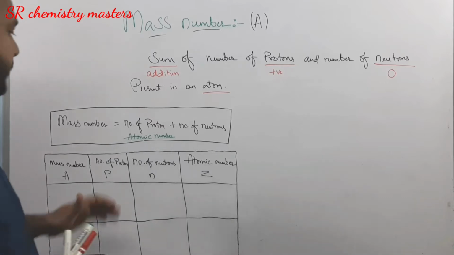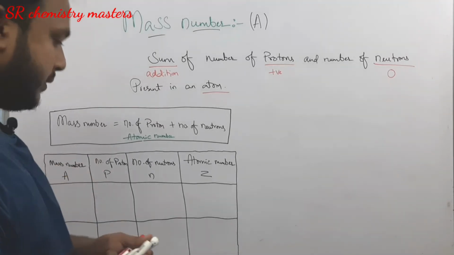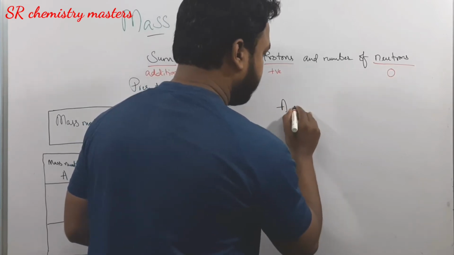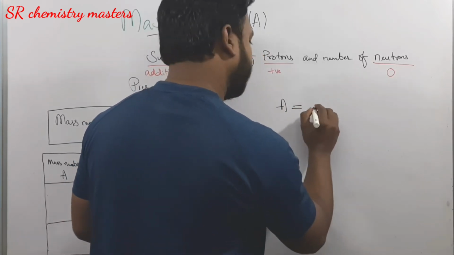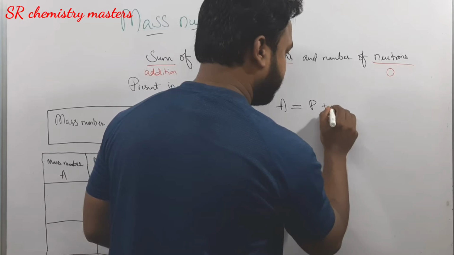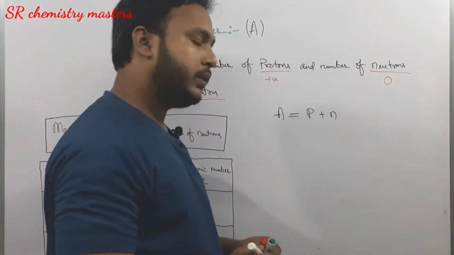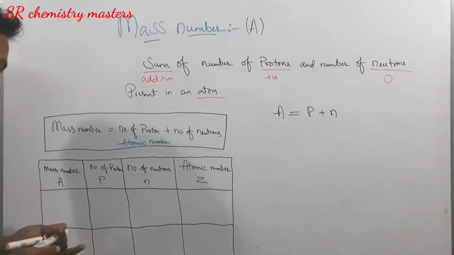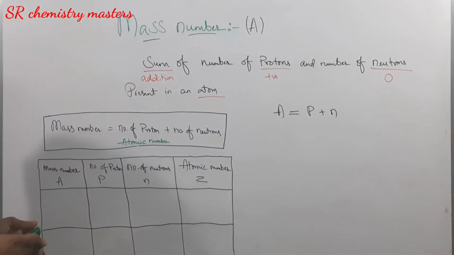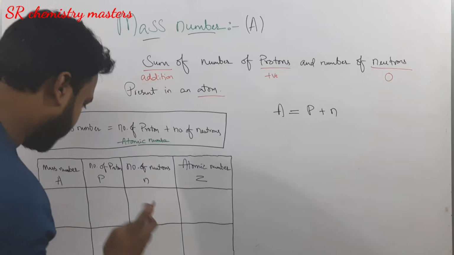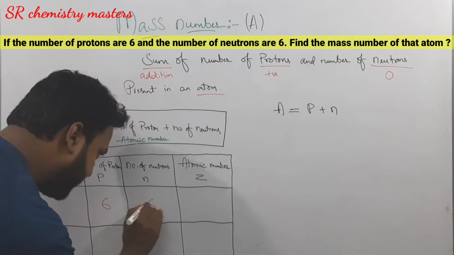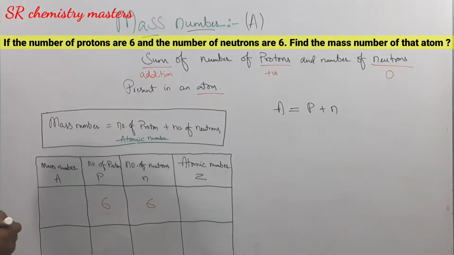Now let us see the same formula in terms of the notations. Mass number is equal to the number of protons plus number of neutrons. Now let us do some problems related to the mass number. Here in the question, if he has given you the number of protons as 6 and the number of neutrons as 6, then what is the mass number?